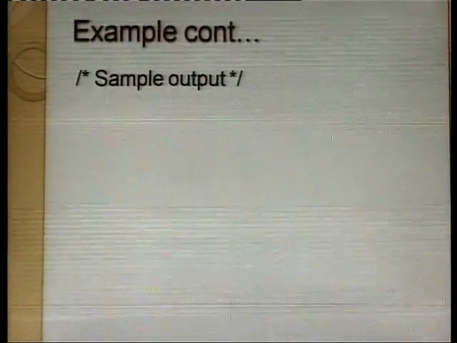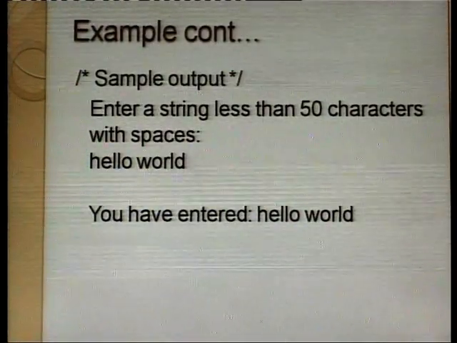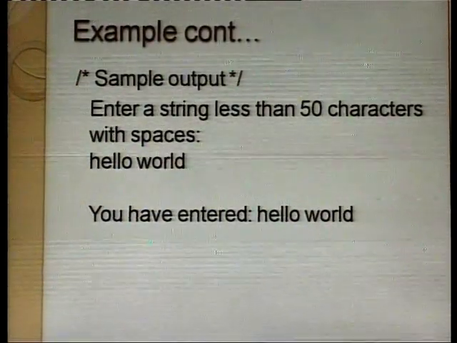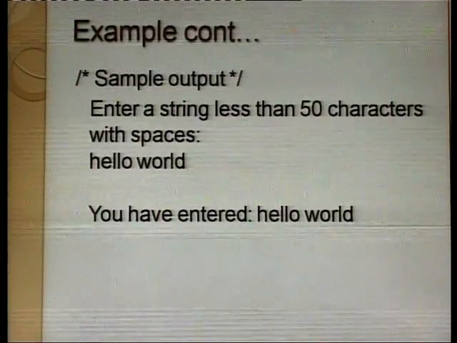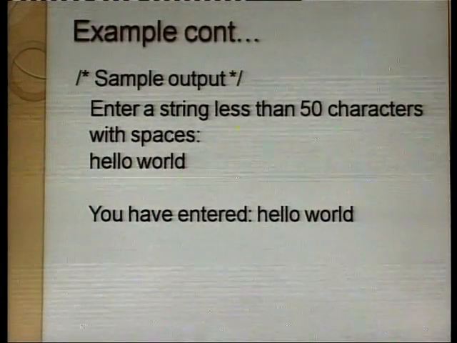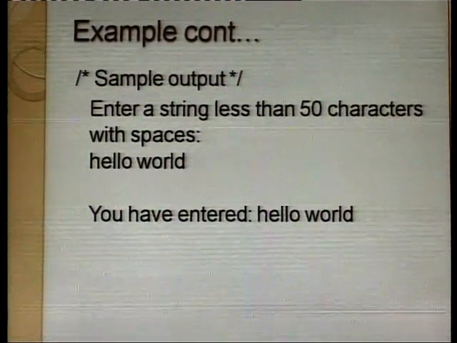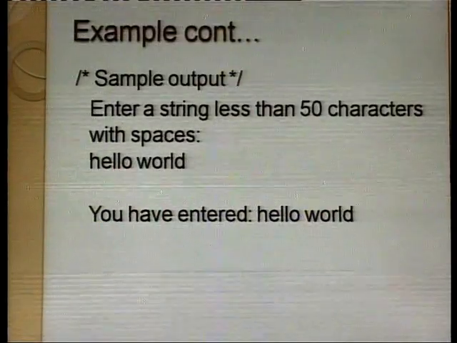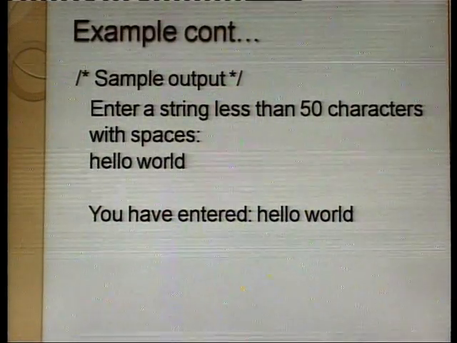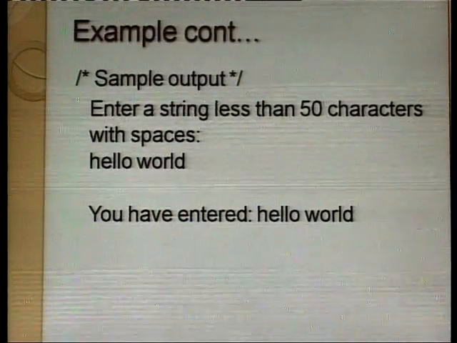So here is the sample output. Enter a string less than 50 characters with spaces. So let us say we have entered hello world. Here is a white space between hello and world. So you have entered hello world. So in this case, with the help of gets and puts functions, we are even accepting the white spaces.